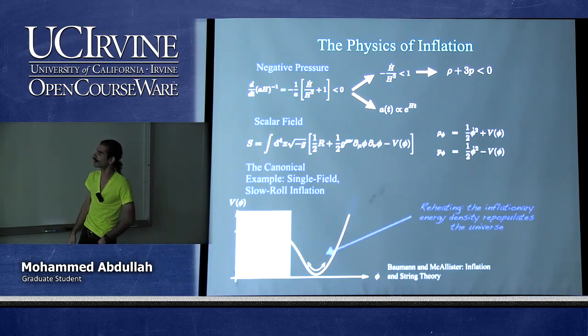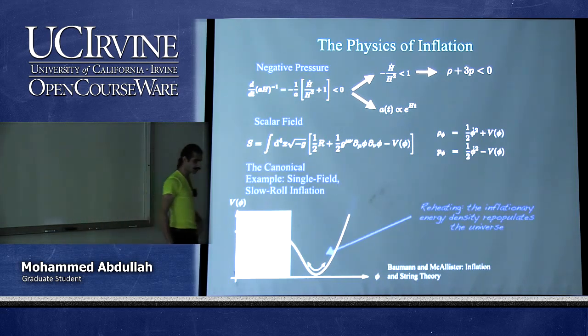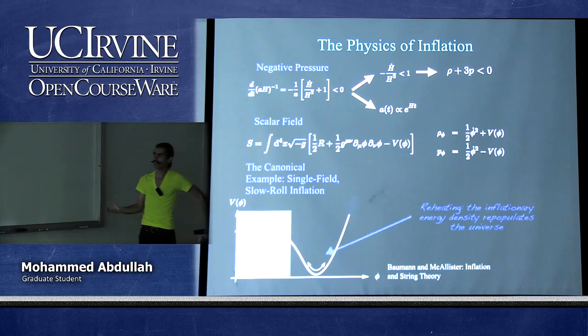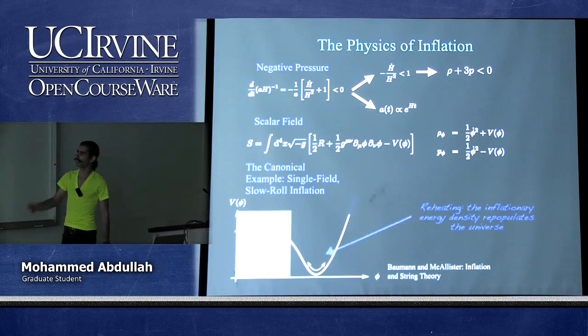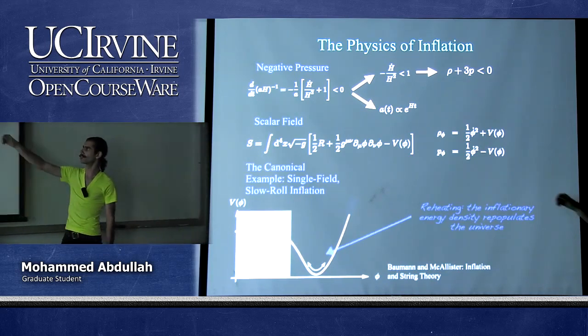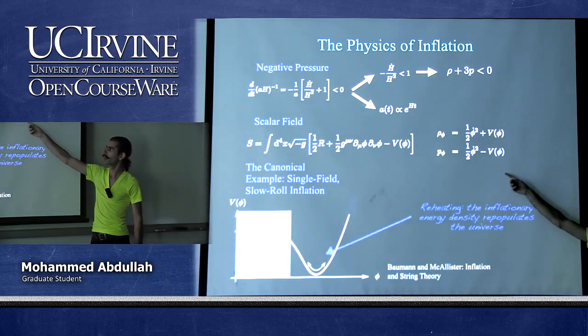Inflation inflates really fast. Now, one way to get negative pressure is you just put a scalar field and give it some potential, and then you can see that with a large enough potential energy, the pressure can be negative.